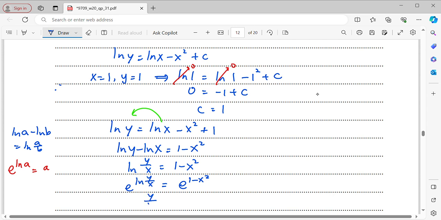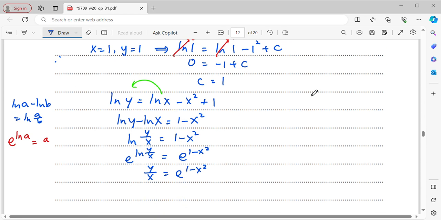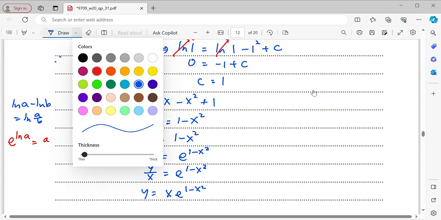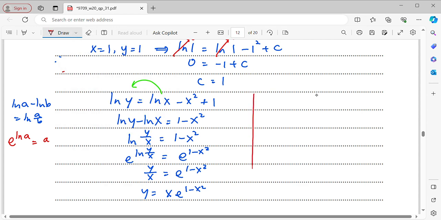So left hand side y over x, right hand side just rewrite. So at last I can get my y by just moving up the x. So I will get x e^(1 minus x squared). This is the first method for you to simplify. Otherwise, you can use this method.